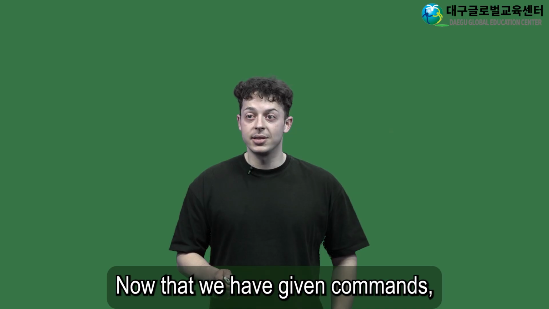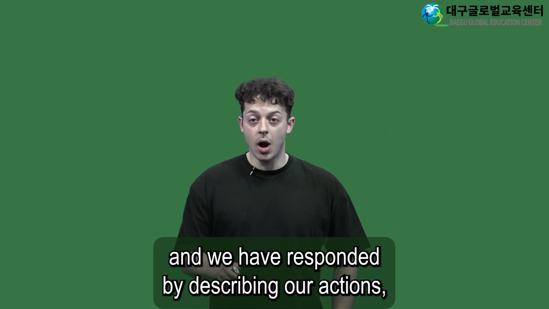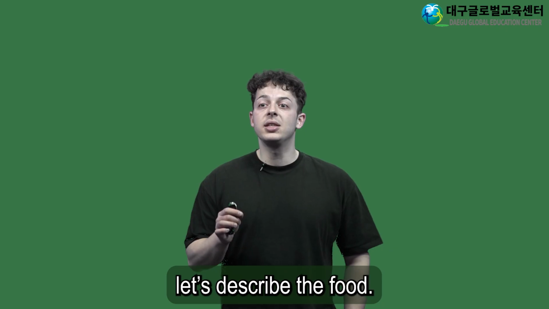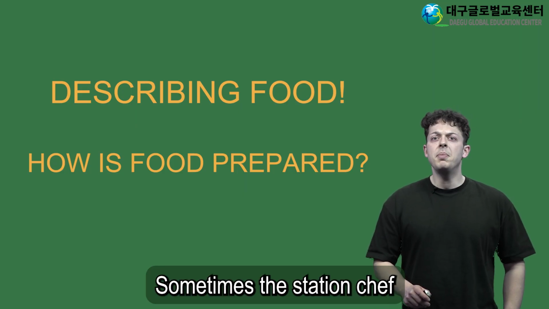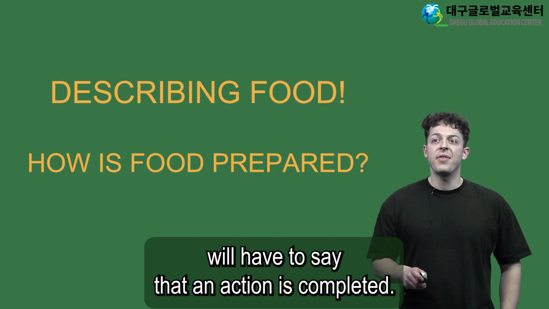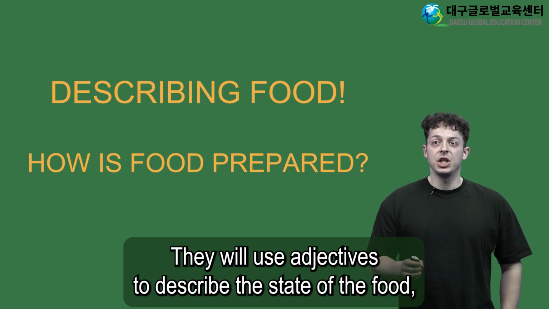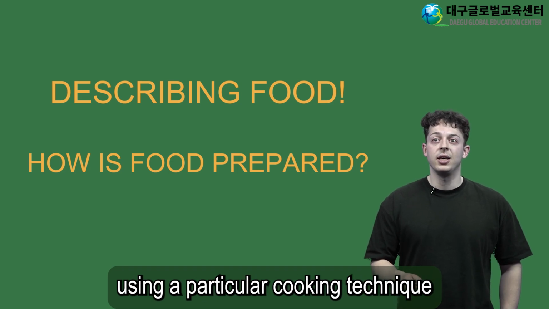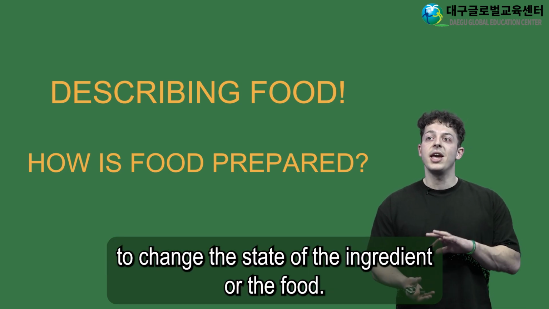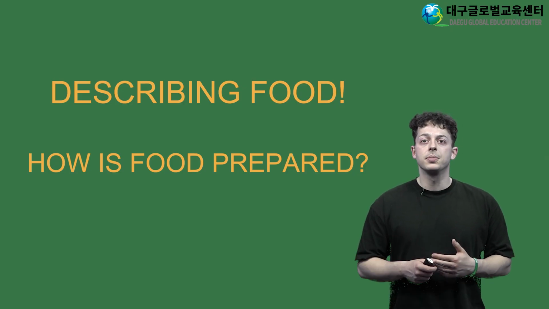Good job. Now that we have given commands and we have responded by describing our actions, let's describe the food. Let's describe the way the food was prepared. Sometimes the station chef will have to say that an action is completed. They will use adjectives to describe the state of the food, showing that they have finished using a particular cooking technique to change the state of the ingredient or the food.